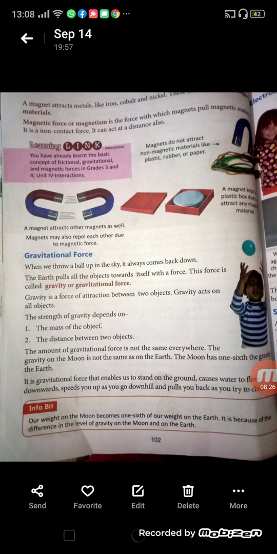It means, what do you mean by non-magnetic material? The materials which are not attracted by the magnet are called non-magnetic material. That's all from my side.